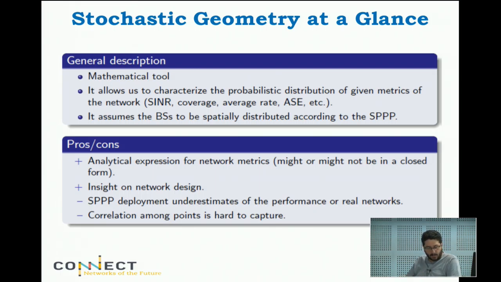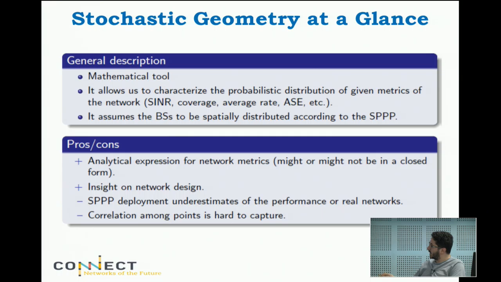It does allow in our field to compute the probabilistic distribution of a few metrics of interest to our network. So SINR, coverage, rate, area spectral efficiency, they can all be written in terms of a probabilistic distribution, which depends again on the assumptions you make on the specific model characterizing the deployment. Now this is true for what we did, but it's not the only thing you can do, as we saw this morning. We assumed the base stations to be spatially distributed according to a spatial Poisson point process. We took the simplest possible approach in terms of modeling, and we worked with that.